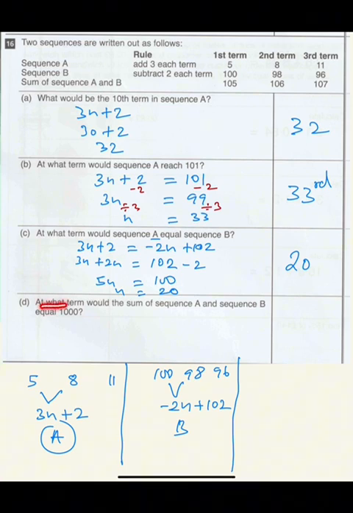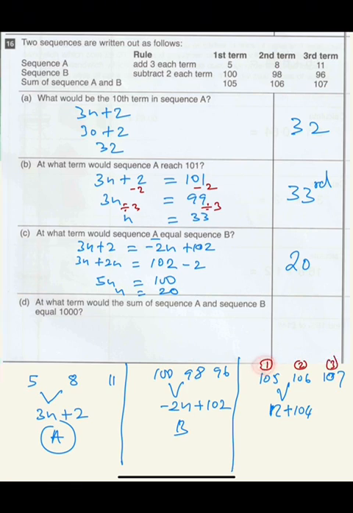Let's go to the next one. At what term would the sum of sequence A and sequence B equal 1000? Let's find the nth term for the sum of sequences A and B. First term is 105, second one is 106, 107. So adding 1 each time, straight away write plus 1n. You don't need to write the 1. To get to 105, you must add 104. Let's do a quick check.